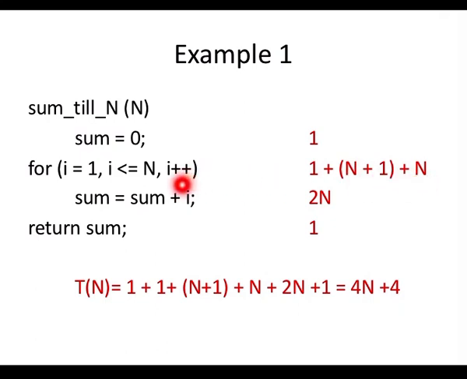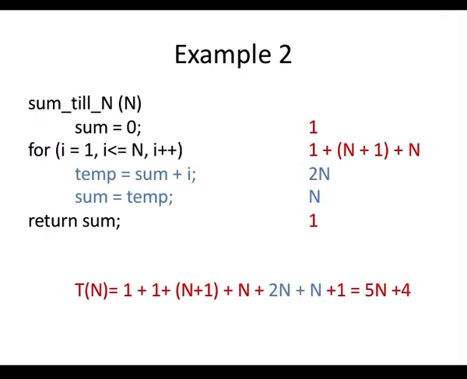And n is also added in this loop for i plus plus, because the addition is performed n times, adding 1 n times. Now for the sum, we have the assignment and calculation, which is performed 2n times, because it is summed, calculated and assigned n times. Now returning the sum is 1. If we add all these together, we have 4n plus 4. So you see that it is a linear function.